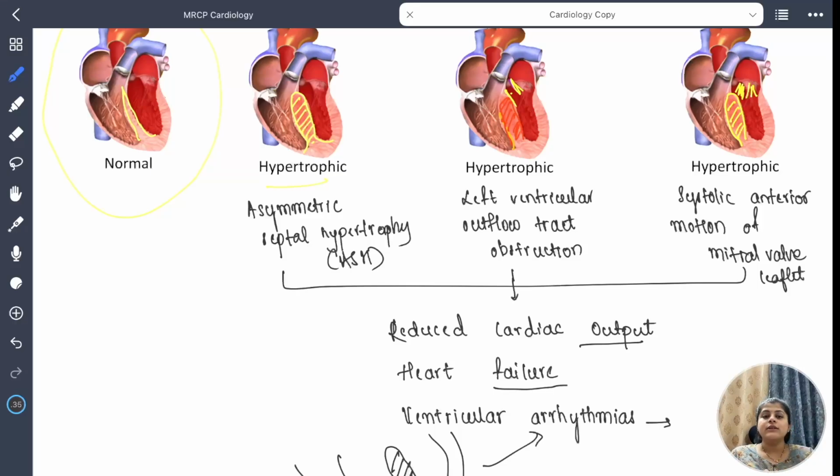All the clinical features that you see in a patient can be related to this pathophysiology. What are the symptoms of reduced cardiac output? There might be dyspnea, there might be syncope, or there might be exercise intolerance.